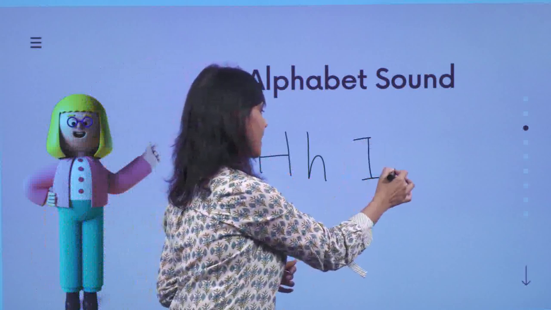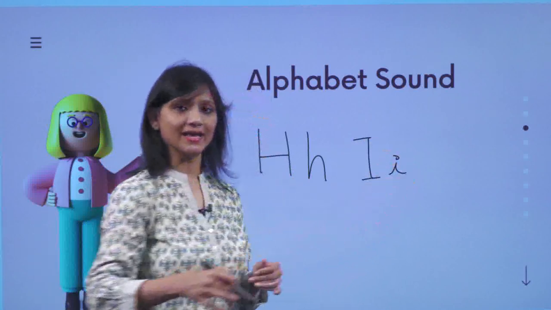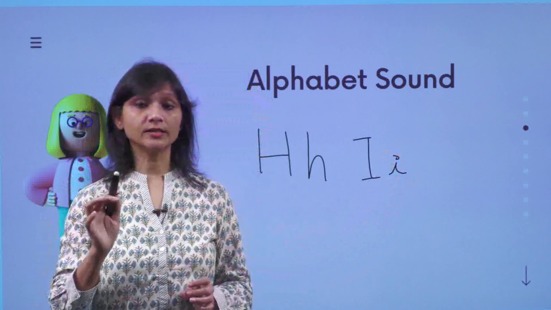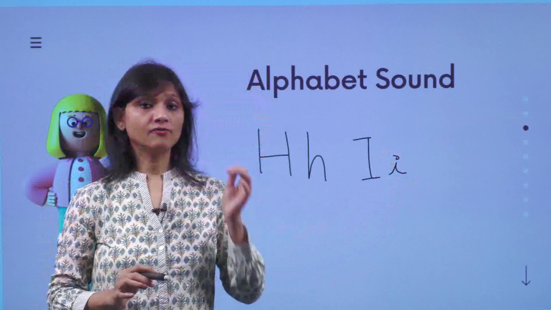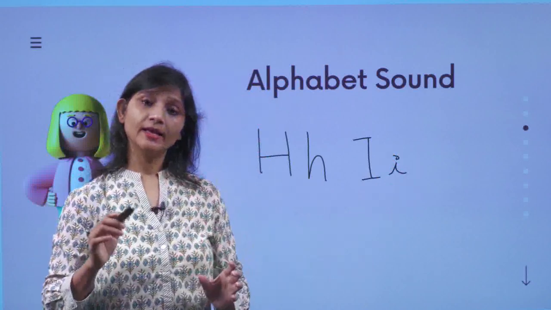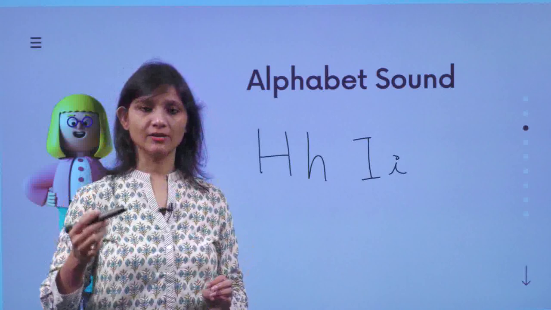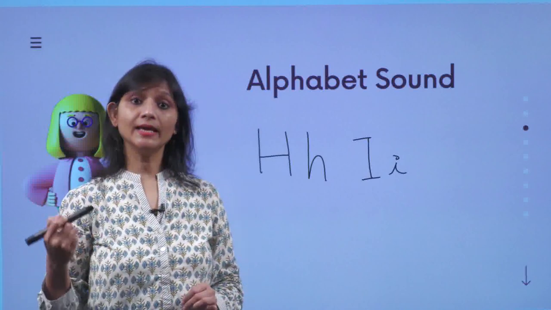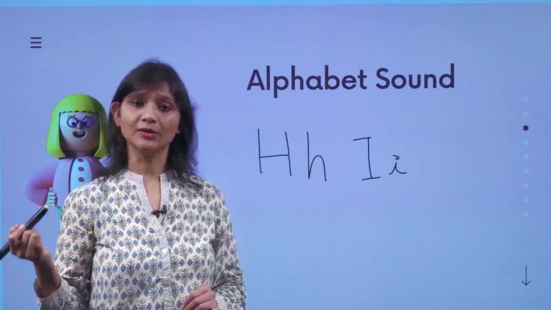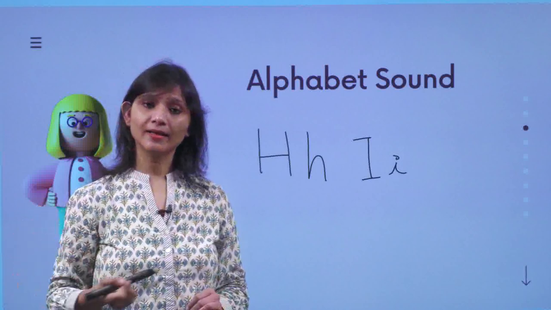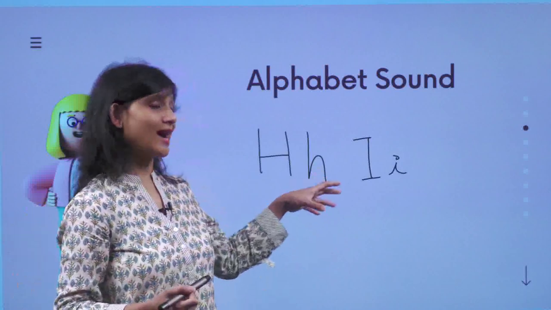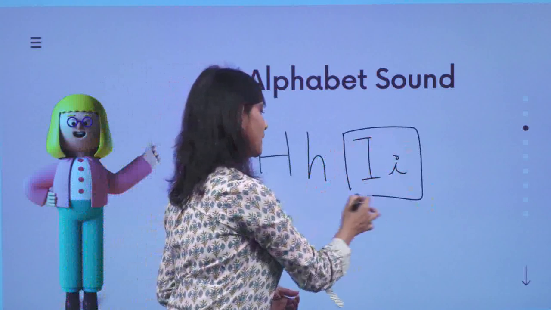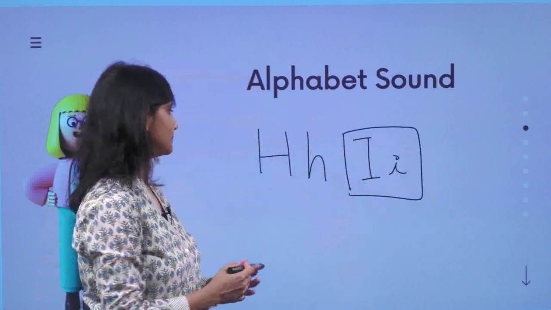Then it's I. We say it "eye." That's the letter sound. The phonic sound of I is "i," not "eye." The sound that gets produced when we talk is "i," igloo, ink. I will again make it square, because it's also a vowel.